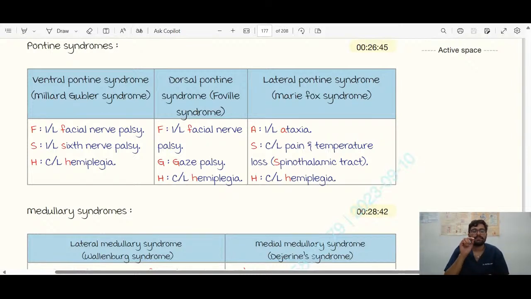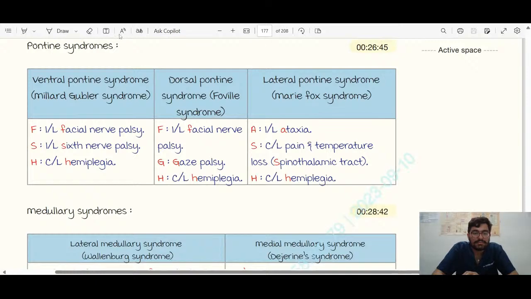FSH stands for facial nerve, sixth nerve, hemiplegia: ipsilateral, ipsilateral, contralateral. FGH: ipsilateral facial, ipsilateral gaze, contralateral hemiplegia. The last one always stands for the contralateral, in the ventral part. Here you can see dorsal pontine syndrome, Foville syndrome, that is ipsilateral facial nerve palsy, gaze palsy, contralateral hemiplegia. Here lateral pontine syndrome, Marie-Foix syndrome. Here ASH. F is again for facial nerve, G stands for gaze palsy, H stands for contralateral hemiplegia. A stands for ipsilateral ataxia, S stands for contralateral pain and temperature loss from spinothalamic tract, H stands for contralateral hemiplegia. Very difficult, but you have to remember.